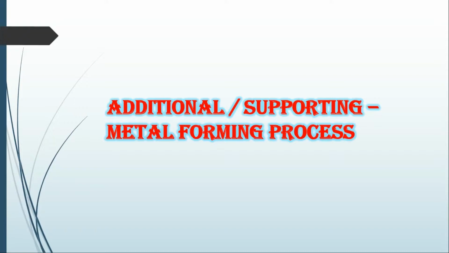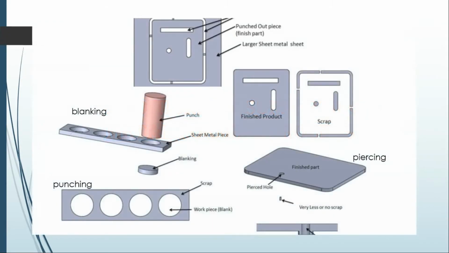Welcome back, students. Today we will see about the metal forming process, the additional or supporting process. Such processes, like how to make the blank, how to make the punch, and other supporting operations, we will see. Now here, in this small example figure, all the processes are available. First we will start with blanking.